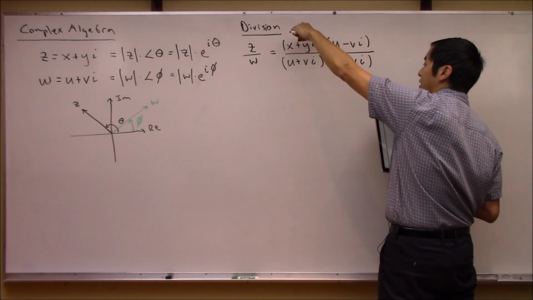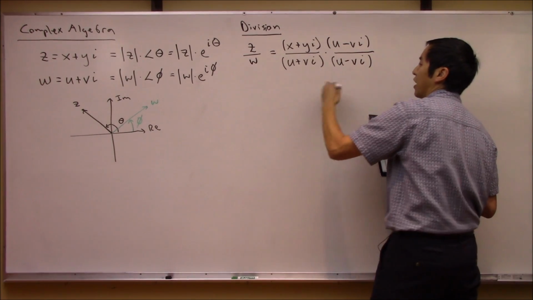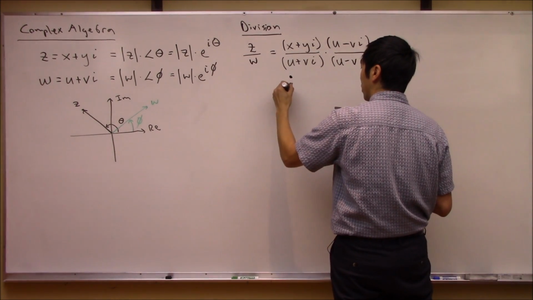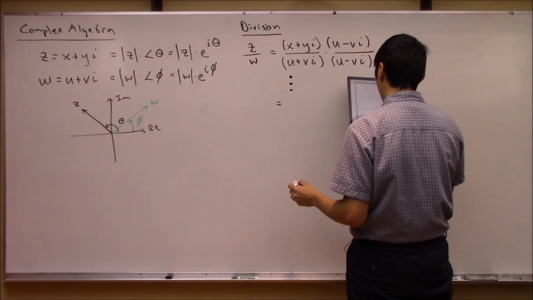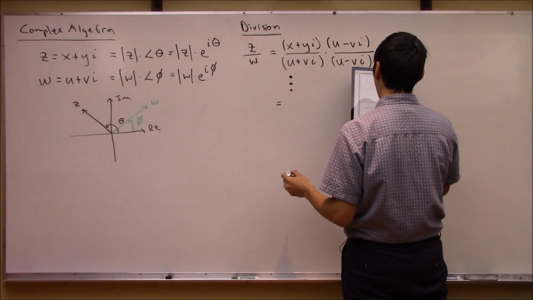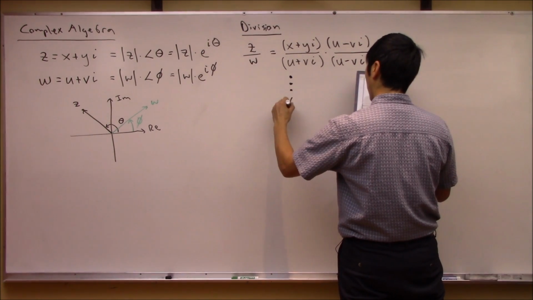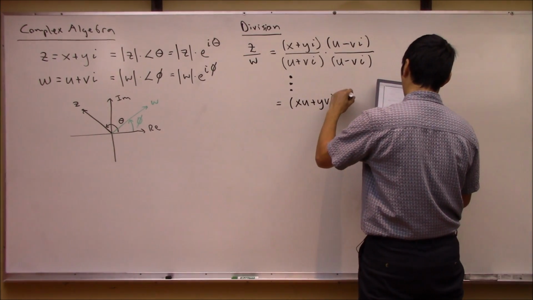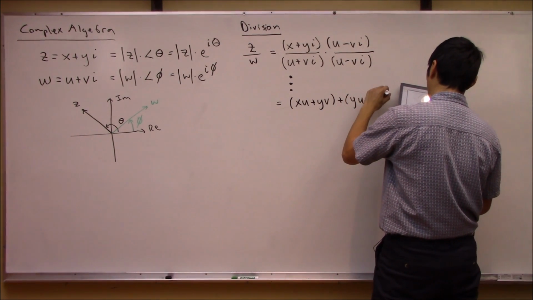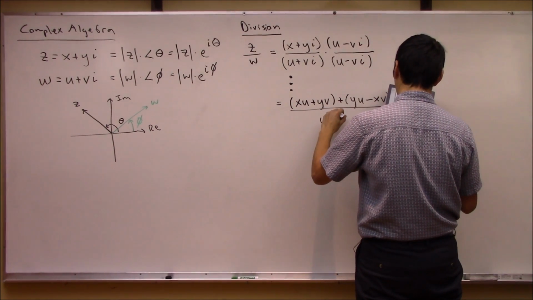We FOIL this thing out. Again, you make sure you take into account that there's a negative sign here. So this is a little bit boring algebra. I'll save you the details of me working this out. Why don't you take my word that when you do this, you'll end up with (xu + yv) + (yu − xv)i all over u squared plus v squared.